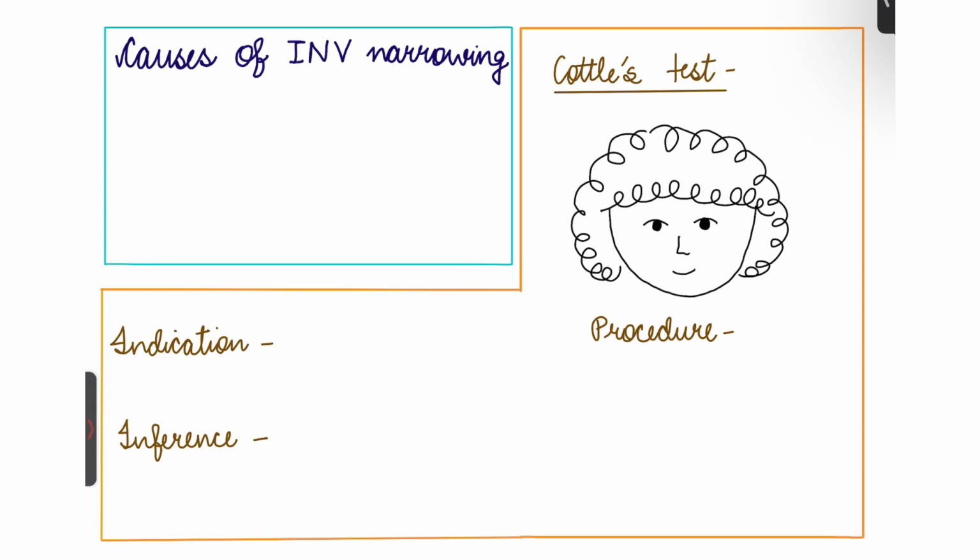Let's look at some causes of internal nasal valve narrowing. First cause is DNS, that is deviated nasal septum. The second cause is turbinate hypertrophy. We have seen that the inferior turbinate forms the lateral wall. Therefore, if the turbinate hypertrophies, it is going to block the internal nasal valve area. Trauma. It can also occur due to aging.